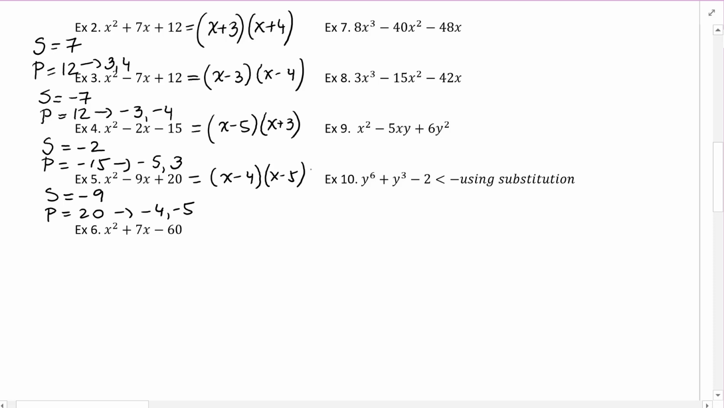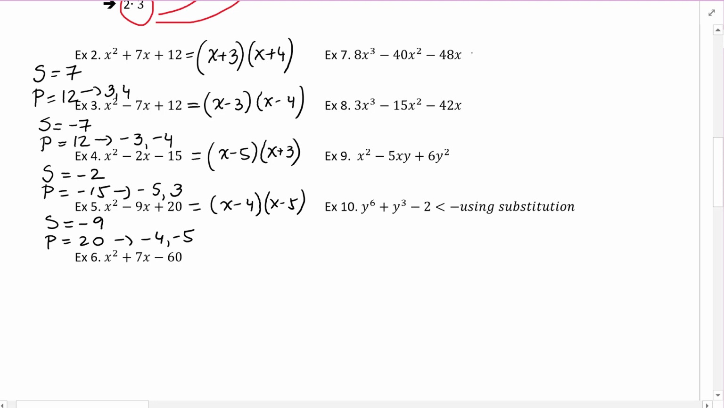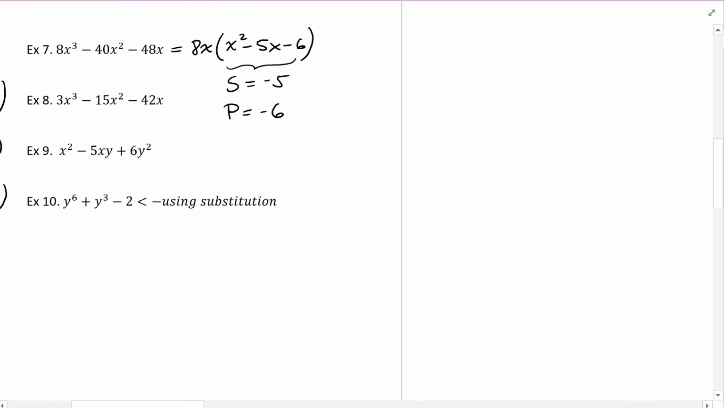You can do 6 on your own. Let's take a look at 7 because it's a little bit different. If we take a look at all these terms, we notice that 8x is a common factor, so we should factor that out before we do the sum and product. So we end up with x squared minus 5x minus 6. And now we are looking for sum -5 and product -6. So the two numbers that satisfy these are -6 and 1. -6 times 1 is -6, -6 plus 1 is -5. So 8x we copy, and then the factors are x minus 6, x plus 1, and we factor it completely. Problem 8 looks the same. Now let's take a look at problem 9.